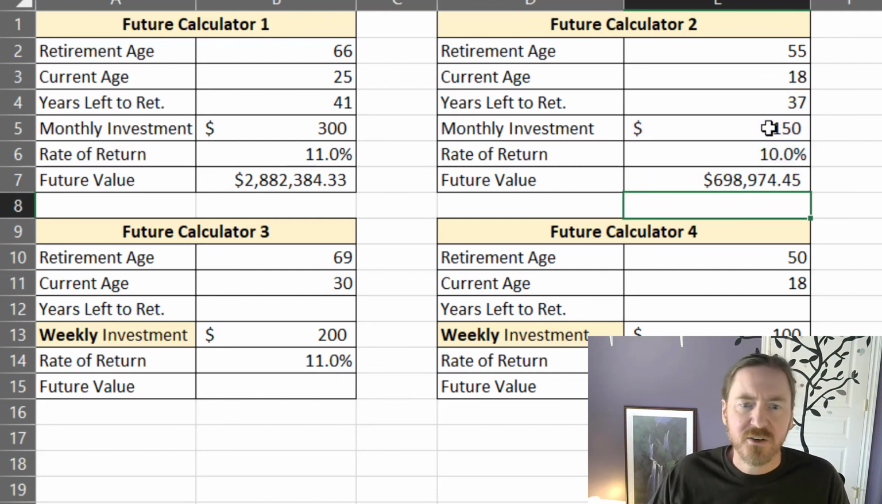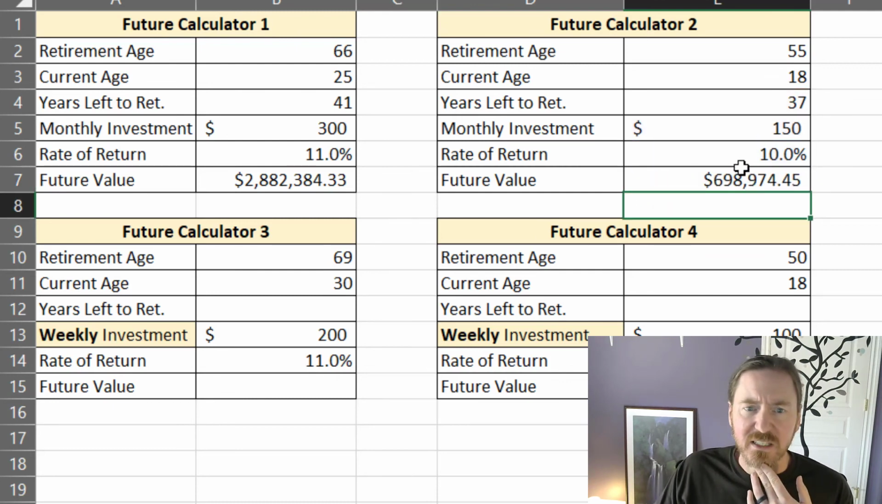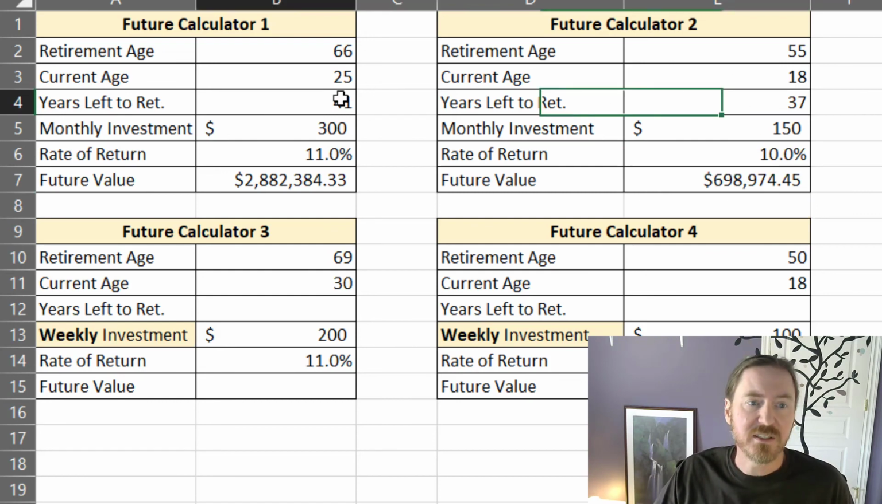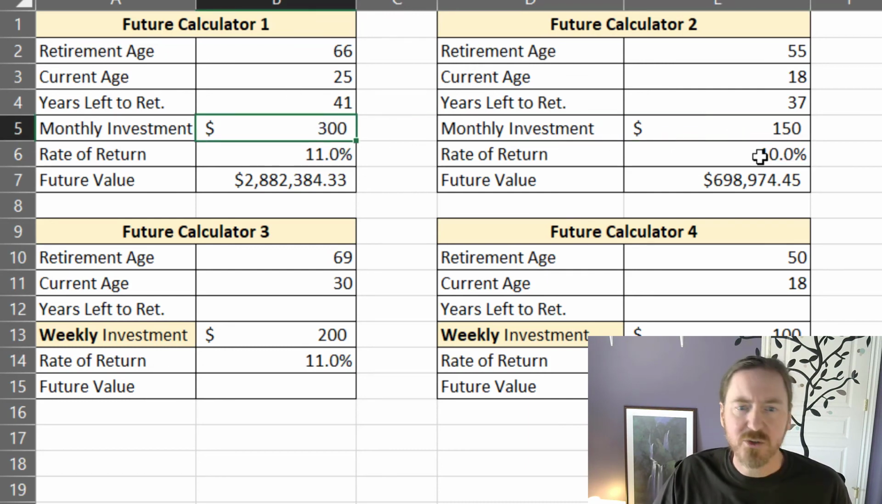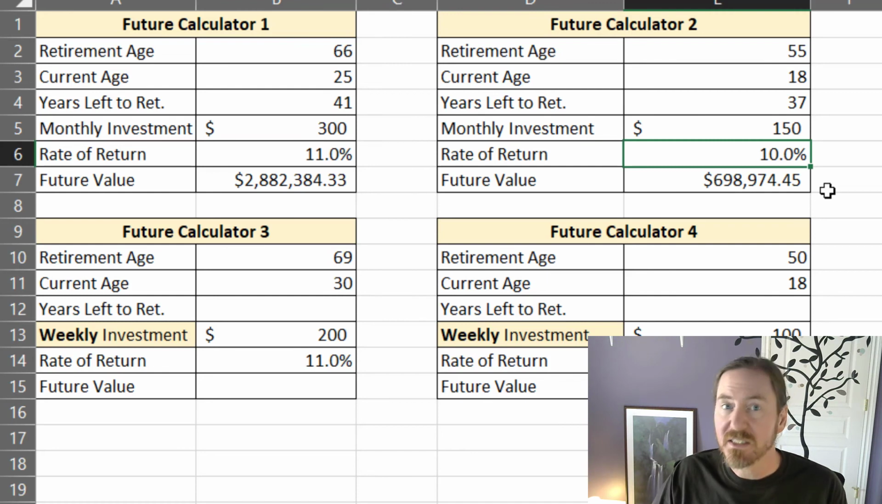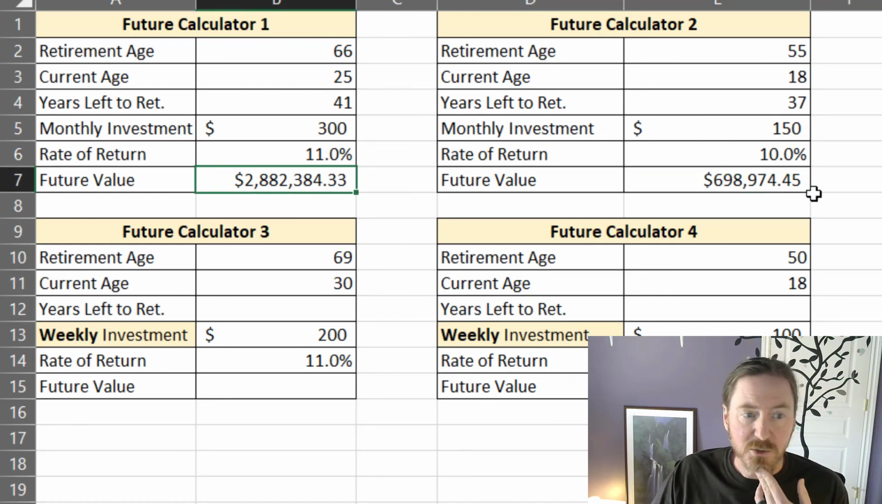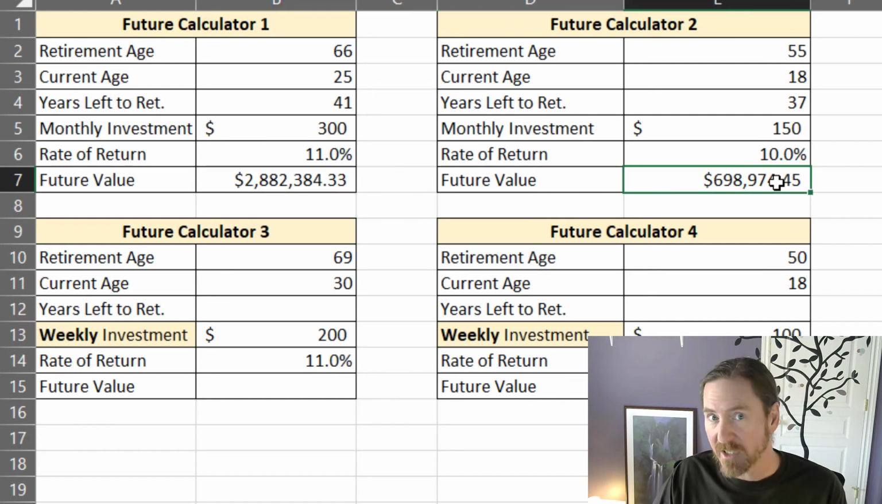Closing parentheses, enter. Look at the big difference, though. Now, this person only had 37 years instead of 41, but they're only investing $150 a month instead of $300, and they're expecting a 10% return instead of an 11% return. So $2.8 million instead of $700,000. So definitely you want to build that up.